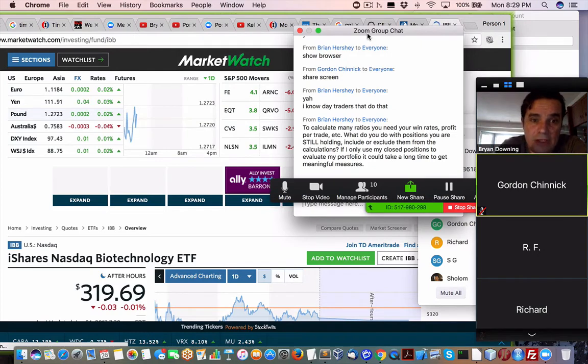To calculate many ratios, you need win ratios, profit per trade. What do you do with positions you're holding, include or exclude them from the calculations? If I only use my closed positions to evaluate my portfolio, it could take a long time to get a meaningful measure. Well, this is the question you should ask yourself. Hopefully this doesn't happen to you, but let's dictate reality. Let's say you do put on positions that you think your system or whatever you're using will give you this type of target and these kind of forecasts, and they don't, for whatever reason.